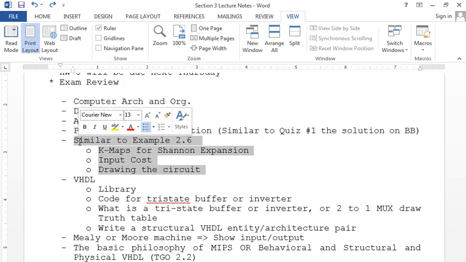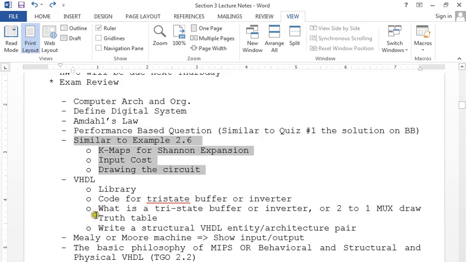Yes? Are there performance-based questions like in the book? Yeah, and there are a lot of performance-based questions in the Patterson-Hennessy textbook in chapter 2. Chapter 2 is filled with good examples. If you can do all the examples, you'll be able to do the exam question. Does it include answers to those questions? Yeah, the examples have answers.